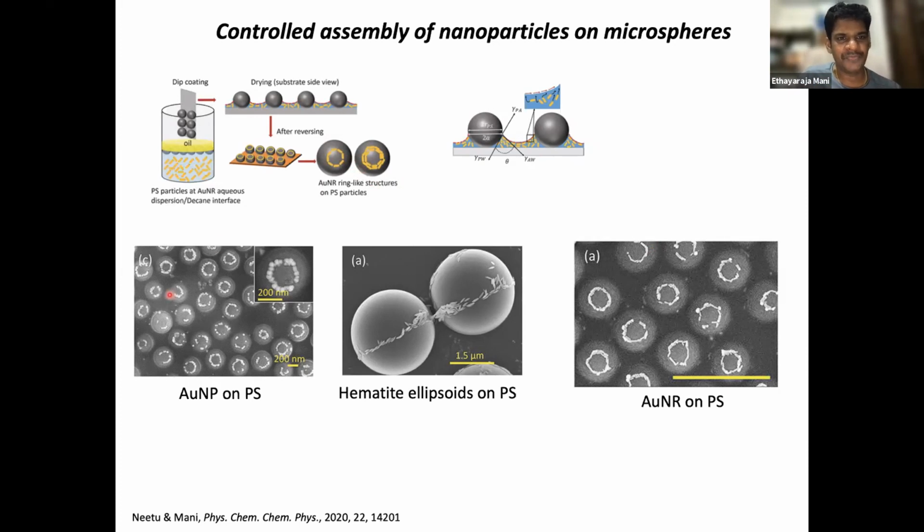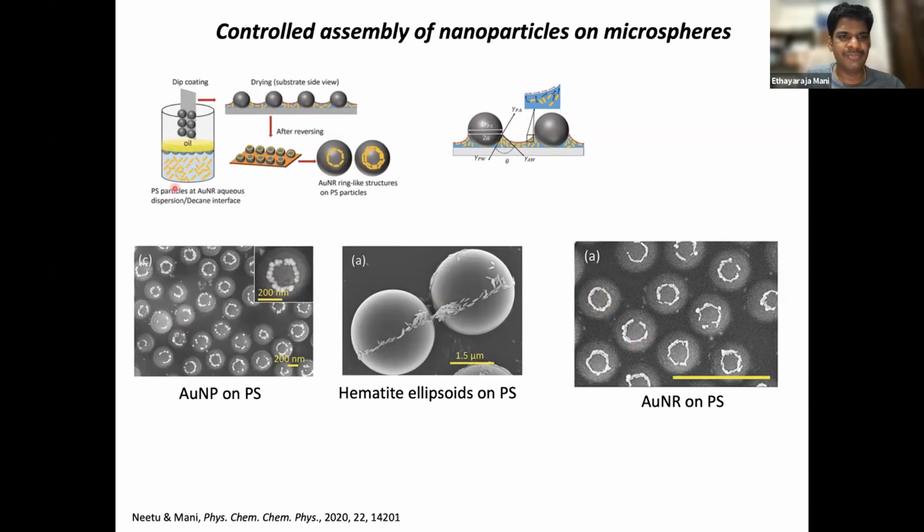So in that context, what you see in the background is a polystyrene particle, and we make a ring of gold spherical particles assembled as a ring here. And we demonstrated that you could do that for other particles. For example, here we assembled hematite ellipsoids, and here we have assembled gold nanorods on the substrate particle.